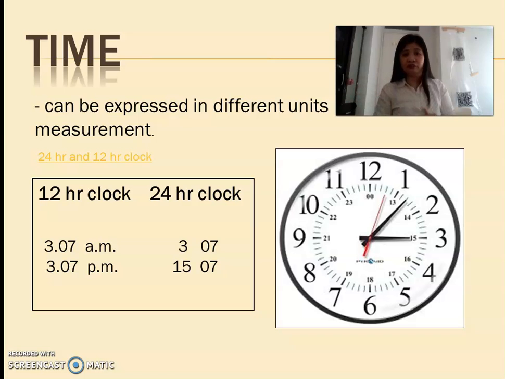This time in 24-hour clock, plus 12, because it already passed the 12 noon. So 3:07 plus 12 will become 15:07. Okay, next.